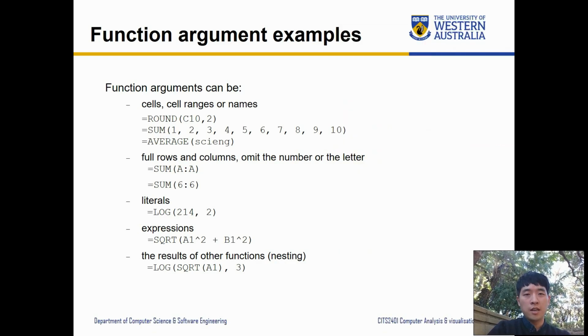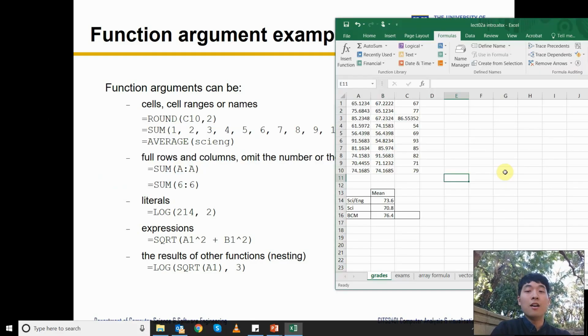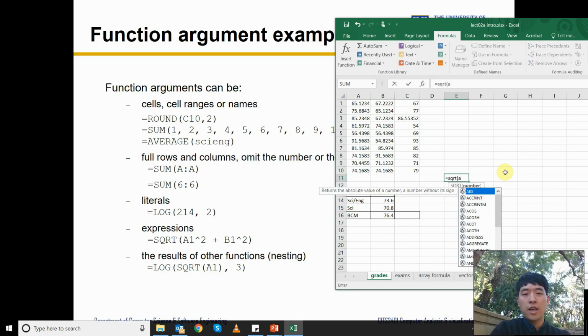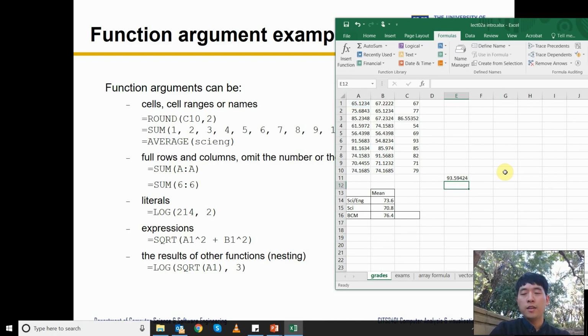Literals just means specific values that we can put in. Expressions: I can add other mathematical equations inside a function. So for example, the square root of A1 squared plus B1 squared. Okay, so this calculates 93.59 and so on. And this will be probably right if I used A1 and B1.